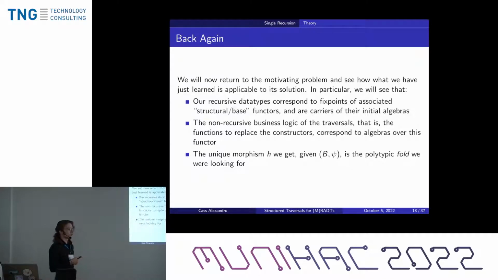We will see that the recursive data types that we looked at earlier, so expression and list, correspond to fixed points of associated functors, which we call structural, shape, or base functors. And those fixed points are the carriers of the initial algebras. Then we will see that the business logic of the traversals, so what happens in the recursive steps, the functions that replace the constructors, correspond to algebras over this structural functor. And the unique morphism that we get from the initial algebra to any other algebra B is the fold function that we were searching for the theoretical equivalent of earlier.